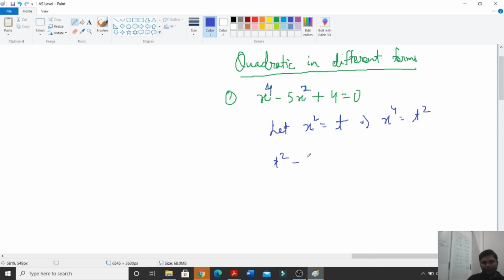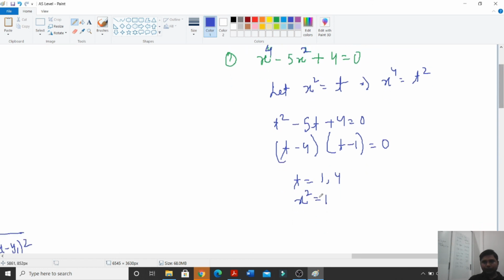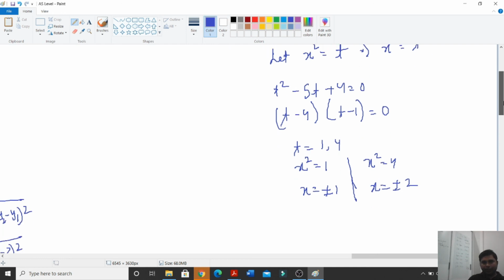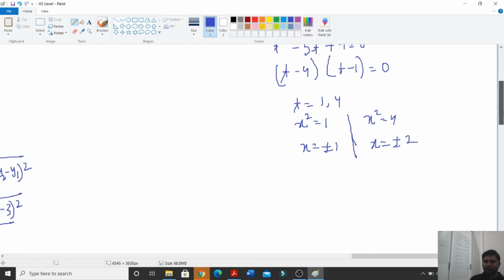So it will become t square minus 5t plus 4 equals 0. And from here, if you factorize it, you will get (t minus 4)(t minus 1) equals 0. That will give you t equals 1 and 4. That means x square is equal to 1 and x square is equal to 4. So when x square is equal to 1, x will be plus minus 1, and x square equal to 4 means x is equal to plus minus 2. These four solutions are there: plus 1, minus 1, plus 2, minus 2.